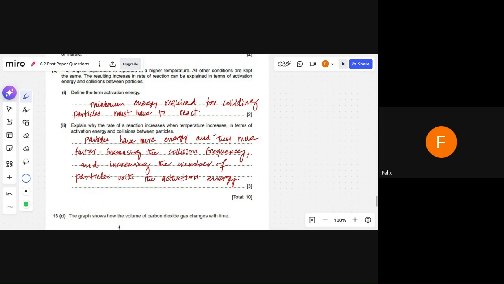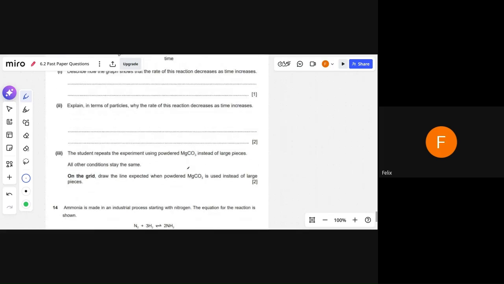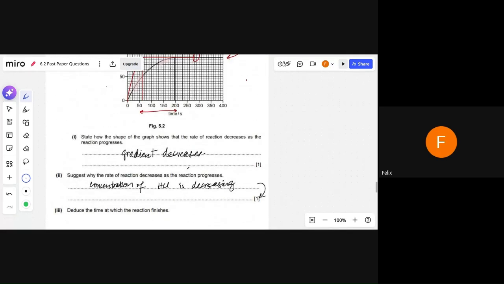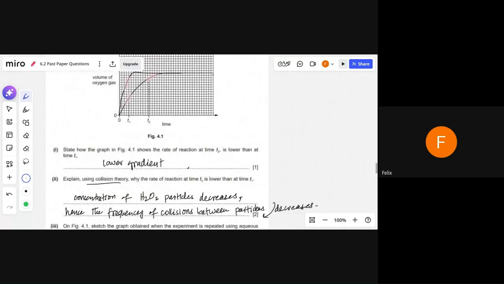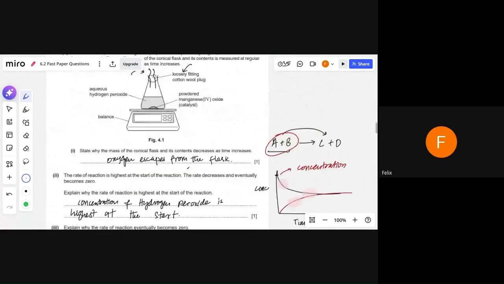Again, it has the same answer. The particles have more energy, and they will collide more frequently, which will result in increased collision frequency. And increasing temperature also increases the number of particles with equal to or greater than the activation energy, right? So there will be more effective collisions. So now I hope that this topic is 100% clear, and you will not have any problem answering any question on the exam related to this.